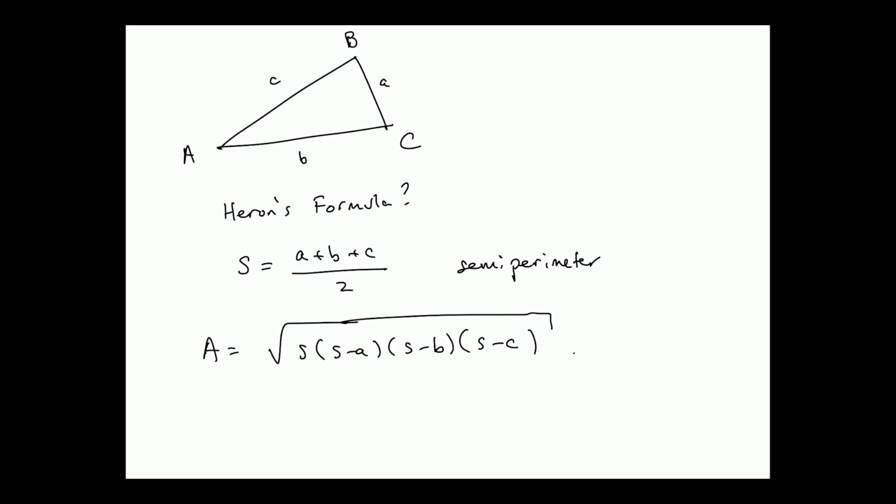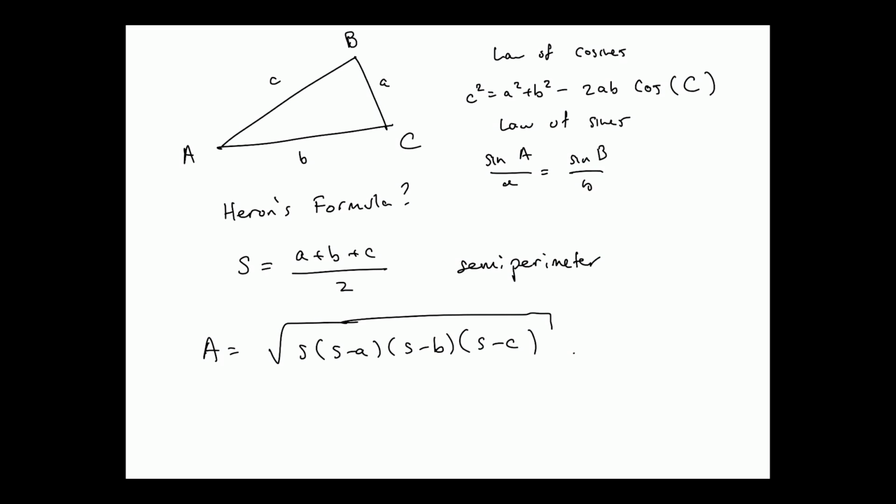Okay, but SOHCAHTOA only works if you have a right triangle. Otherwise, you have to use the law of cosines, which is c squared equals a squared plus b squared minus 2ab cosine of c, okay? Or the law of sines, which is that sine of a over a equals sine of b over b equals sine of c over c, okay? So do you guys remember seeing those in high school?